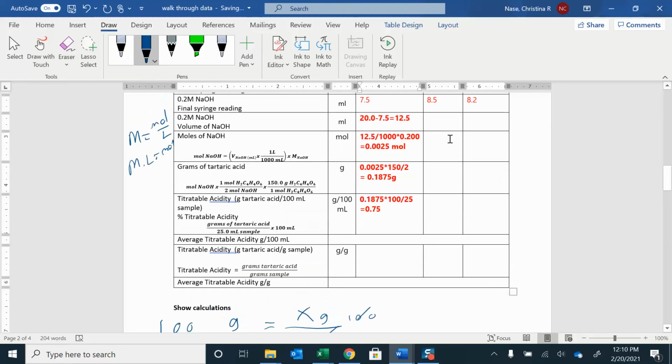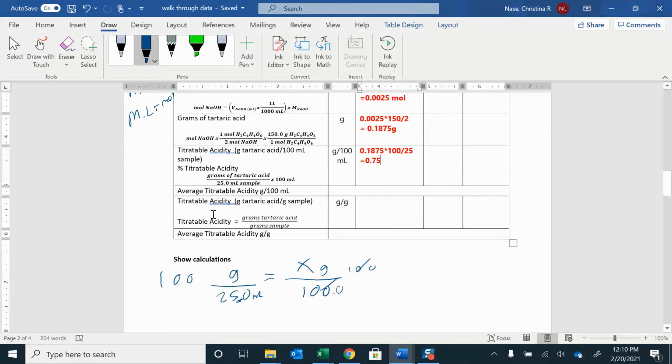Of course, you're going to do this for your other two trials and then take an average. So that's what this next line is. After I do the same set of calculations for trial two and trial three, I'm just going to add up those three numbers and divide by three, and that's going to be my average titratable acidity. And that's what I'm going to compare in the post-lab questions.